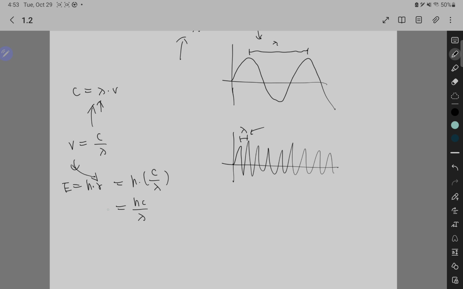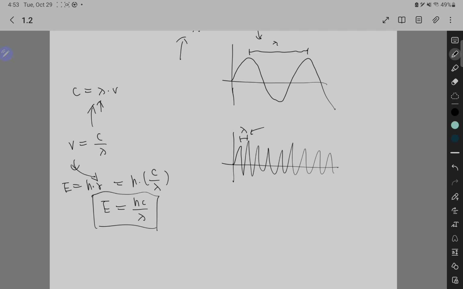So what exactly does this tell us? Right here, what do we have in the equation? We have the Planck constant, we have the speed of light, we have the energy, and the wavelength. And then again, since the Planck constant and speed of light do not change, it tells us that E is also inversely proportional to the wavelength.